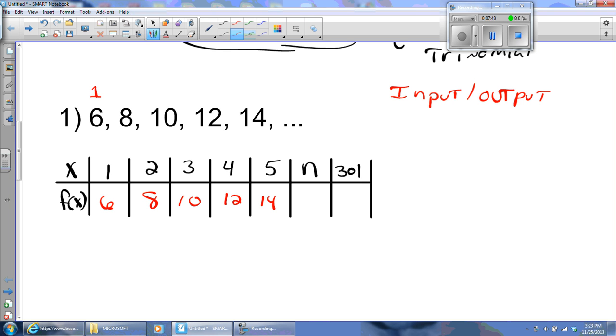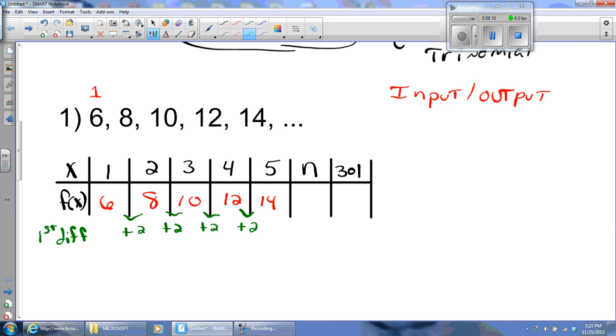And I'm going to go looking for the first differences. If the first differences match, I'm going to do the yippee skippy dance because this will be a good thing. The first difference here, how do I turn 6 into 8? Well, I have to add 2. 8 to 10, I add 2. 10 to 12, I add 2. 12 to 14, I add 2.